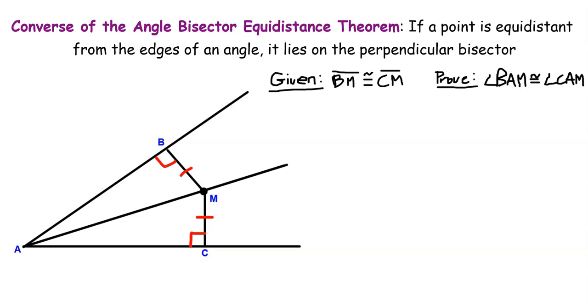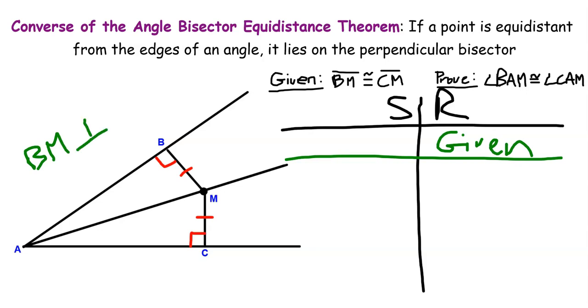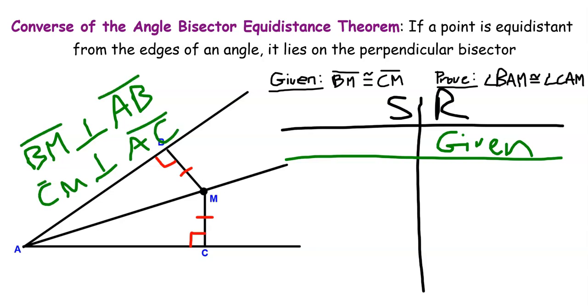So, again, as far as statements and reasons are concerned, in this case, other than the diagram that we have here, all we have to say is that BM is congruent to CM for our given. And for being complete, we add that BM is perpendicular to AB and that CM is perpendicular to AC. Those are noted in the diagram, but if we're being complete, they would be a part of the given.